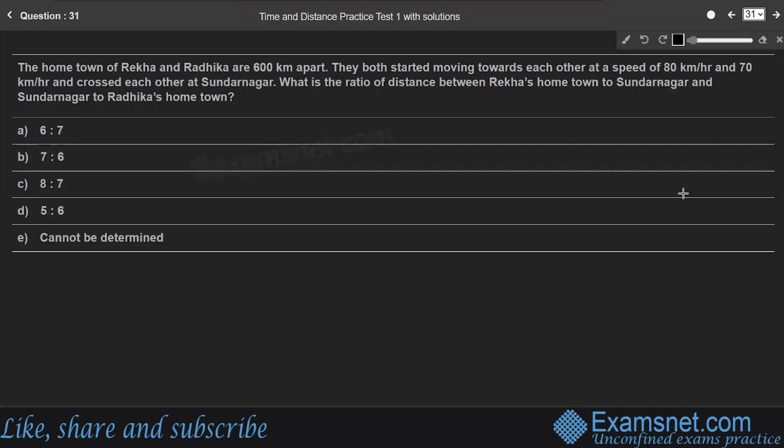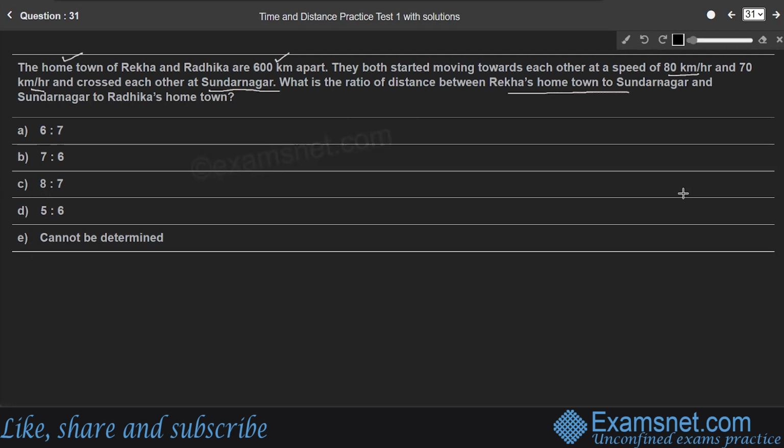Question 31. The hometowns of Rekha and Radhika are 600 kilometers apart. They both started moving towards each other at a speed of 80 km per hour and 70 km per hour and crossed each other at Sundarnagar. What is the ratio between Rekha's hometown to Sundarnagar and Sundarnagar to Radhika's hometown?